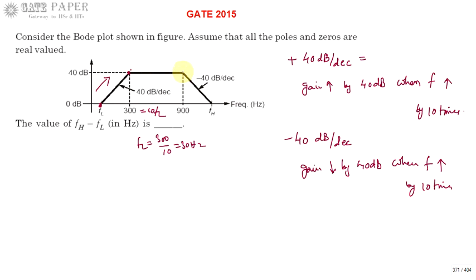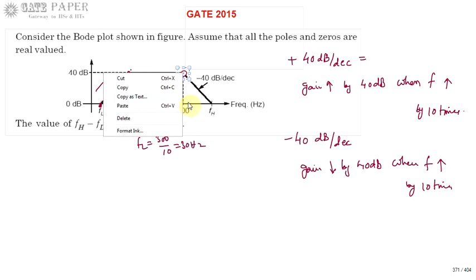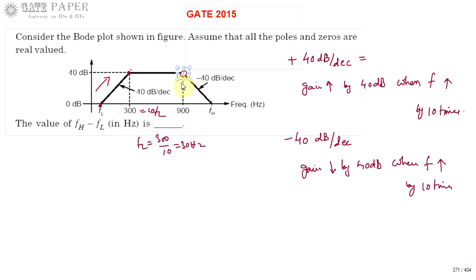And if you observe over here, the gain at 900 hertz is 40 decibels, and the gain at FH is 0 decibels. So gain reduces by 40 decibels, and this reduction is for a decade change in frequency. So this must be 10 times the previous frequency. So FH is 10 times the previous frequency, 900, because this is a frequency at which you are getting 40 decibels, and this is a frequency at which 0 decibels is available.